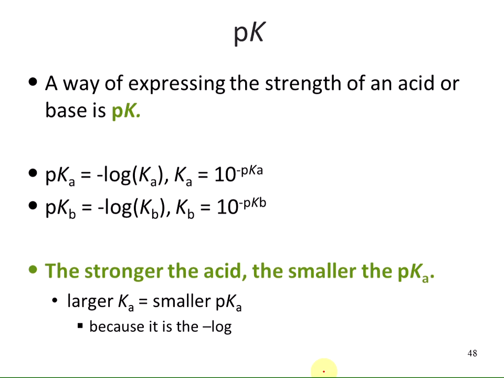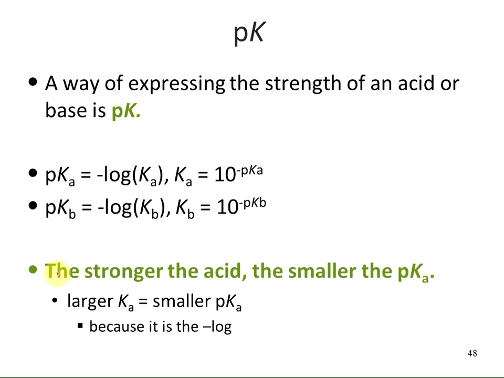Now another way of expressing the strength of an acid or base is the pK, which is the negative log of the equilibrium constant. So if we're talking about an acid and its equilibrium constant, the pKa is the negative log of the Ka. And if you want the Ka and they've given you the pKa, you can take 10 raised to the negative pKa to get the Ka value. And the pKb is just simply the negative log of the equilibrium constant for a base.